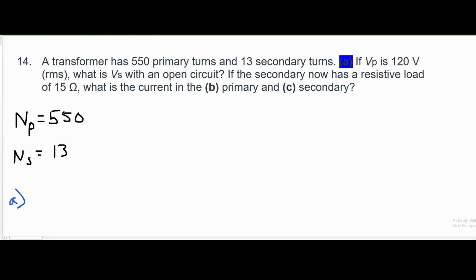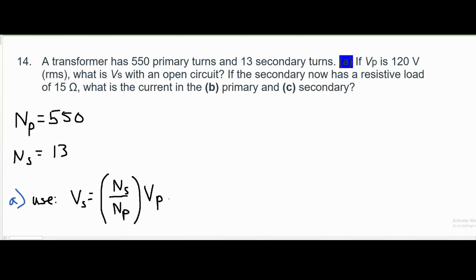For A, to calculate V of S, because it's asking us what V of S is, we can use this formula. We can say that our V of S, because that's what we're solving, is equal to the number of turns. Since we have a primary and a secondary, we have our secondary on top and our primary on the bottom. Our primary number of turns has to be on the bottom, and the secondary will just be on top. Our V of P is then multiplied by this.